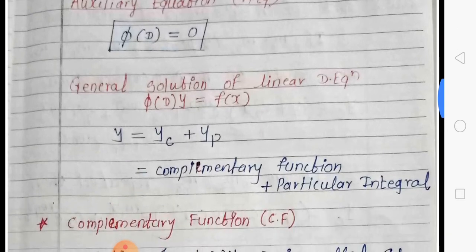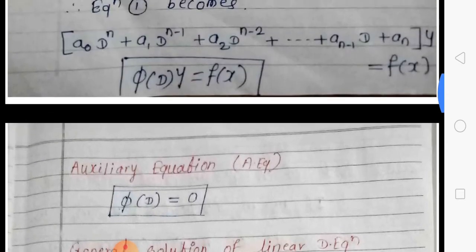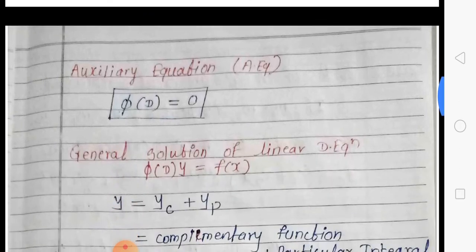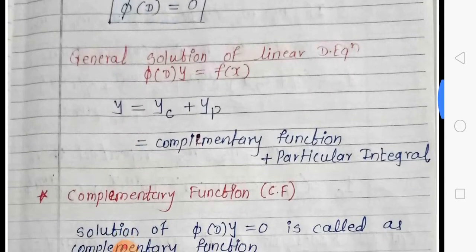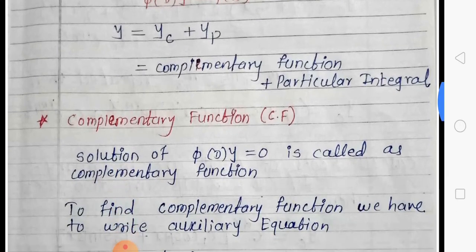Now we see how to find the general solution of the equation phi of D into y is equal to f of x. The general solution of linear differential equation is y is equal to yc plus yp. That is, for finding the general solution of the equation, we find yc and yp. Here yc denotes the complementary function and yp denotes the particular integral. Now first we see how to find the complementary function yc.